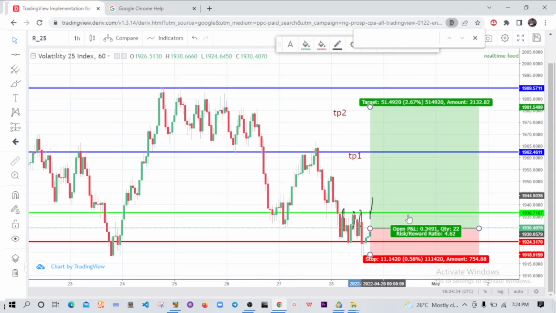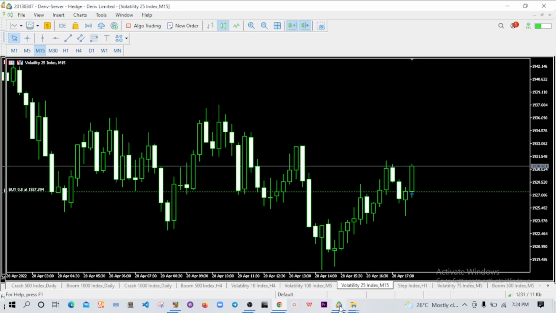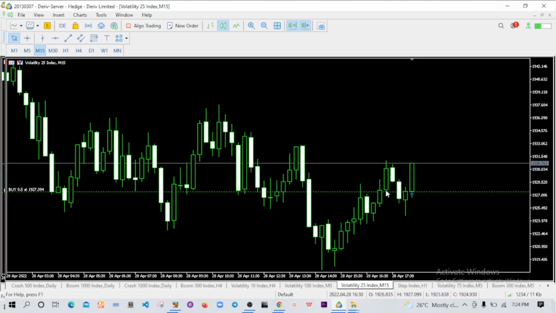So this is how simple this thing is. We entered this trade together, and you can see we are in massive profit, guys. We are in massive profit, okay. Some people will always ask, is this a live account, is it a demo? I don't know. I don't even care about all those things.